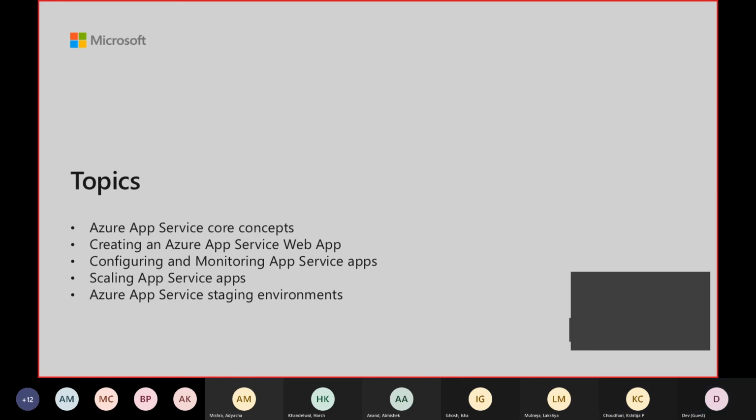Yeah. So whether you're creating a VM, or a VNet, or an app service or web apps, everywhere you need to have these three things: resource group, region, and subscription.